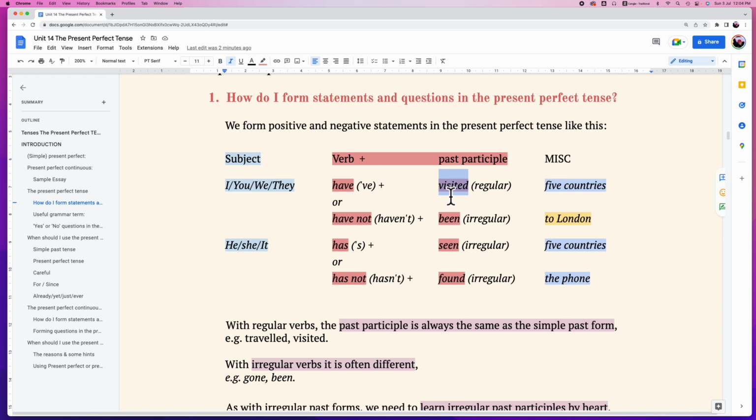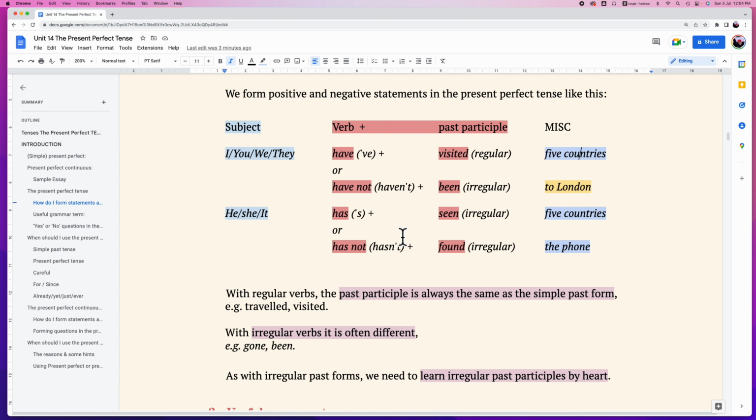Now, a past participle could be either a regular verb, for example, ending with ed, so visit will become visited. For an irregular verb, it's was, were, been. Like this, we will use been. Positive, we use have. For negative, we use have not. So the sentence will be looking like this: I have visited 5 countries.